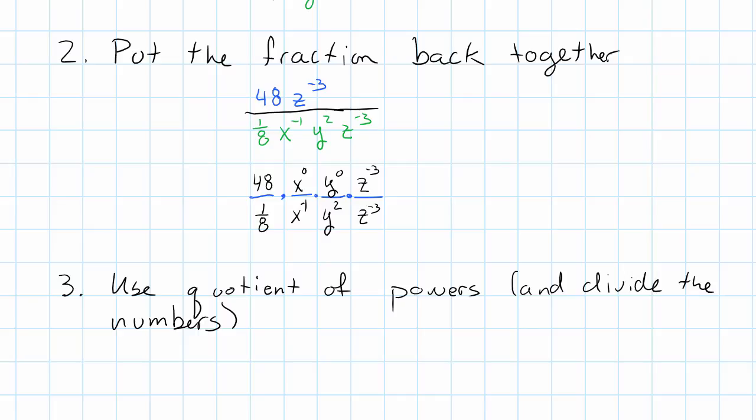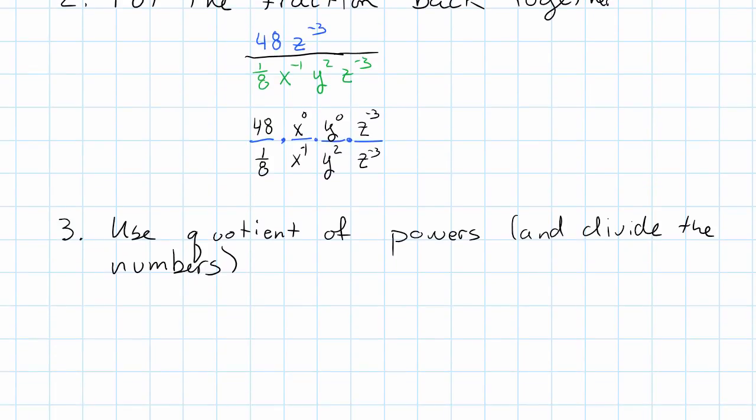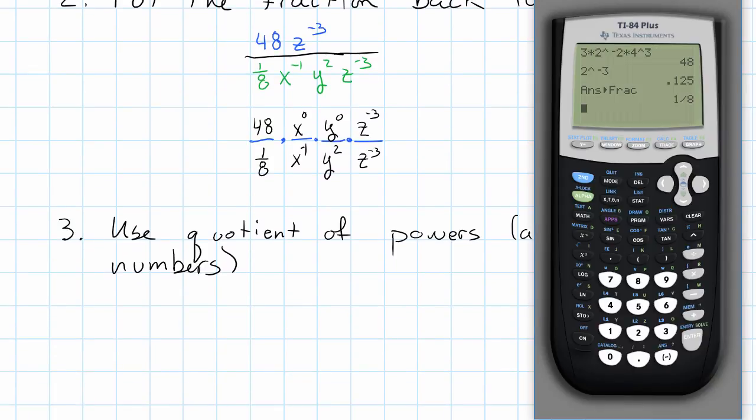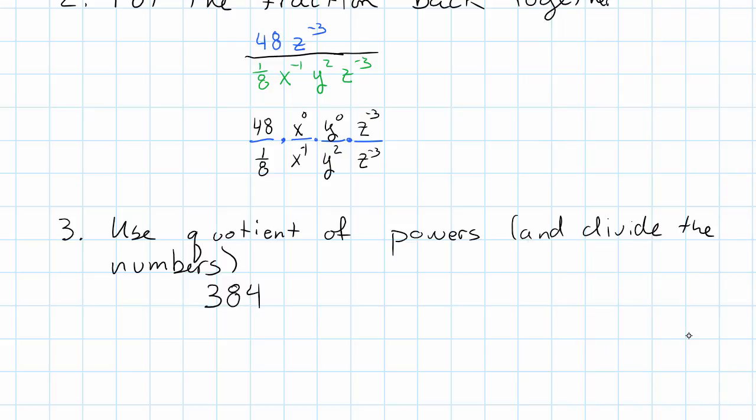My quotient of powers rule, and I'm just going to do division to my number part. So for the numbers, I've got 48 divided by 1/8, which is 384. For my x's, I have x to the 0 minus negative 1. For my y's, I have y to the 0 minus 2. And for my z's, I have z to the negative 3 minus negative 3.